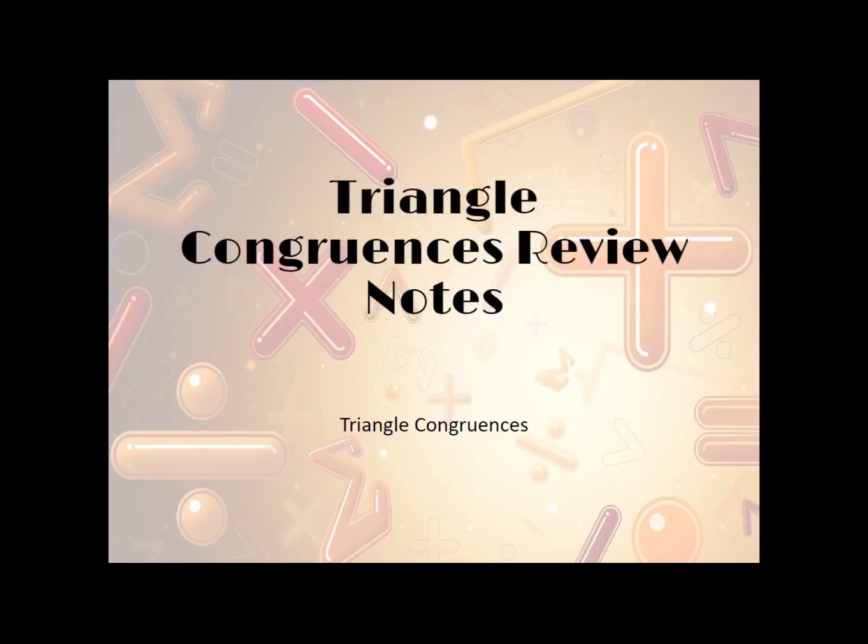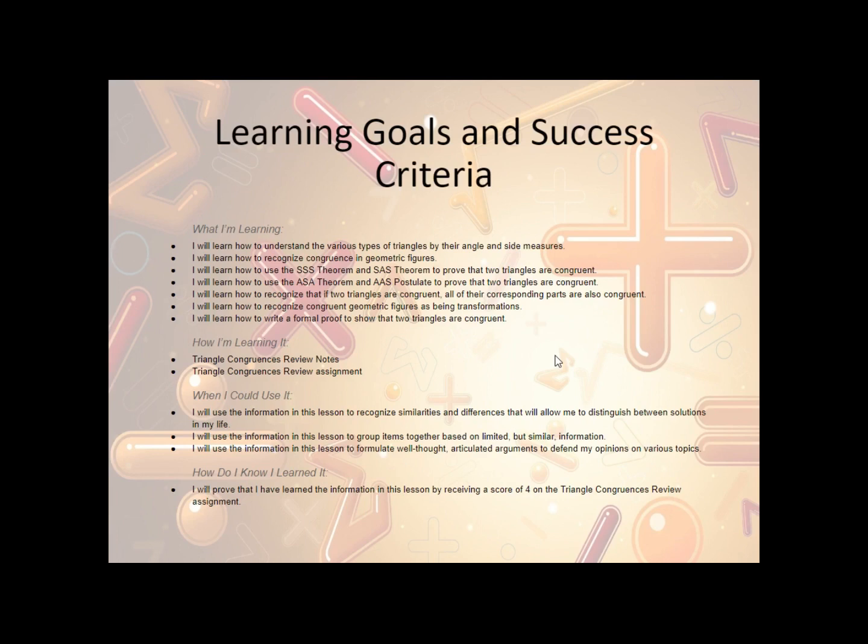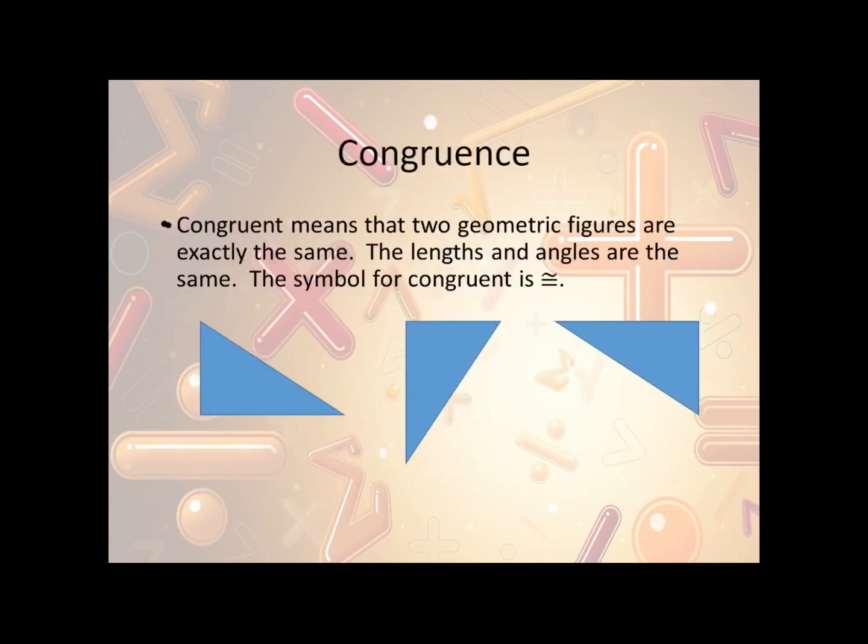Let's take a look now at the Triangle Congruences Review Notes. The notes begin with the learning goals and success criteria. Now, what is congruence? Congruent means that two geometric figures are exactly the same, meaning that the lengths and the angles are the same. The symbol for congruent is this equal sign with the squiggly on it. So we can see that we have three triangles here, and they're all exactly the same.